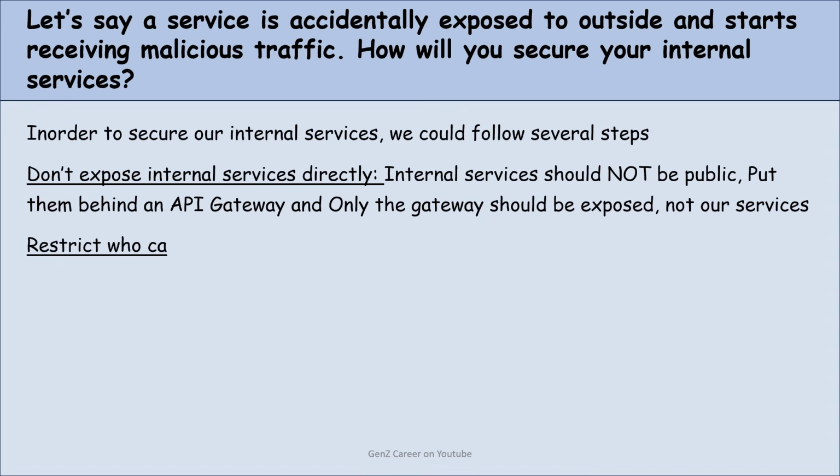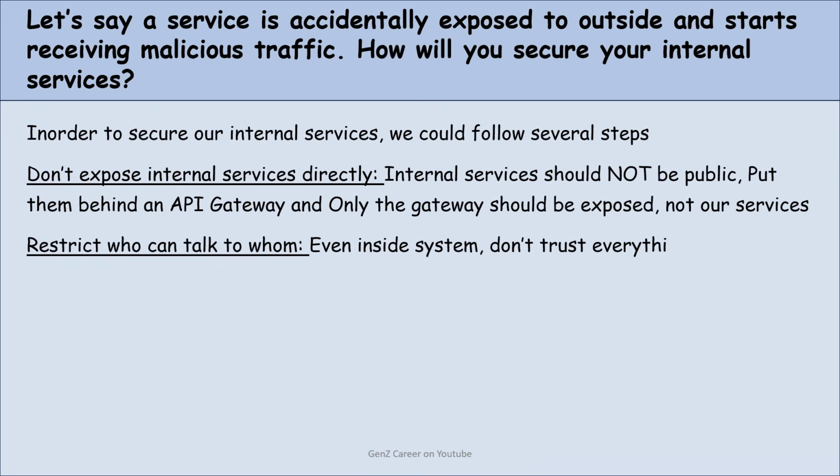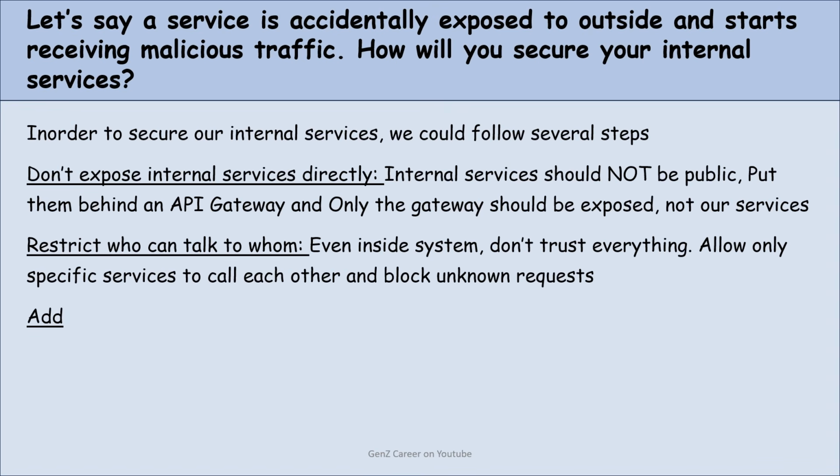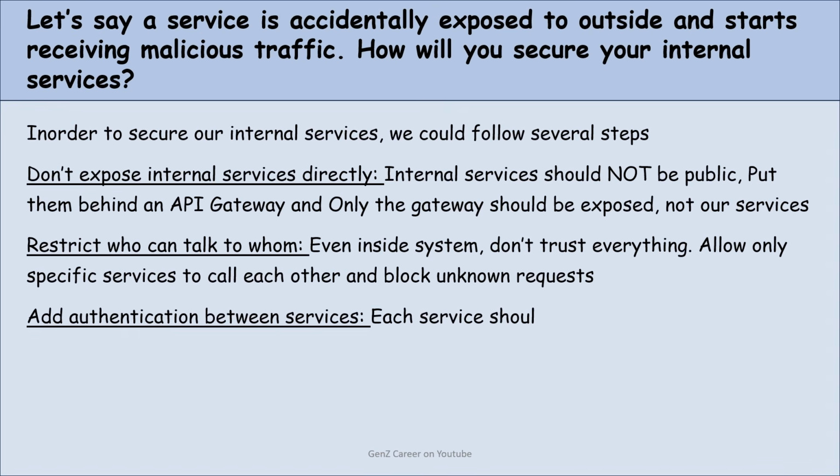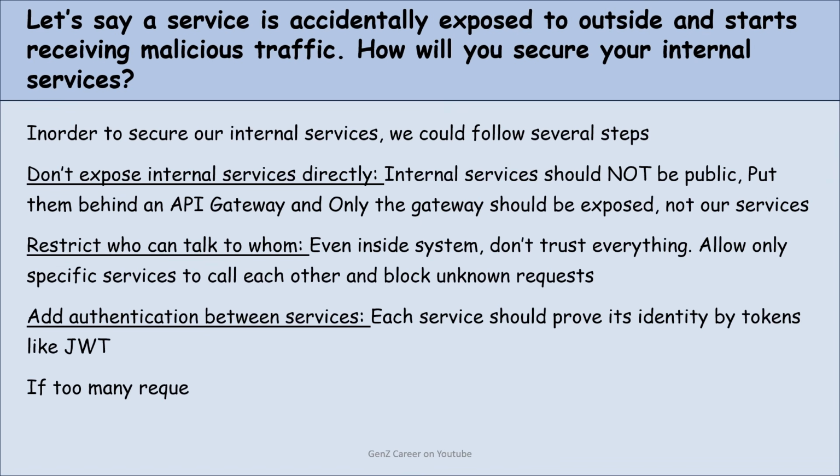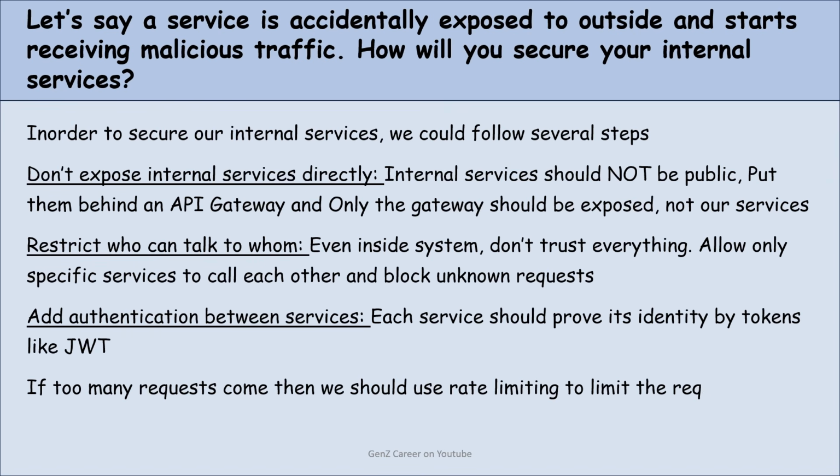Second is, restrict who can talk to whom. Even inside the system, don't trust everything. Allow only specific services to call each other and block unknown requests. And add authentication between services. Each service should prove its identity with tokens like JWT. If too many requests come, then we should use rate limiting to limit the requests per second. Are you getting my point?